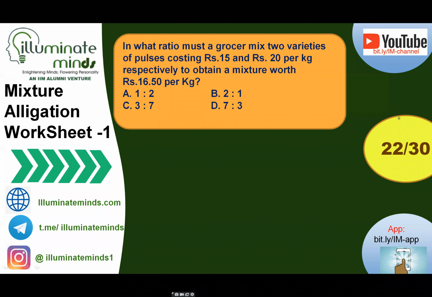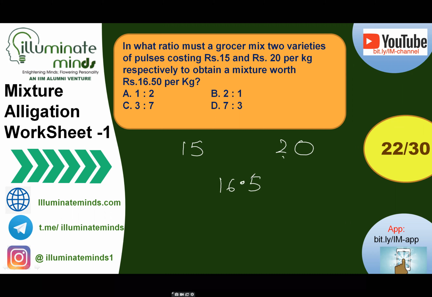Next one is question number 22. In what ratio must a grocer mix two varieties of pulses, rupees 15 and 20 per kg, to obtain a mixture worth rupees 16.5? This is also pretty simple, basic questions. 16.5. Next time we'll do the medium sheet of mixture alligation. This is 3.5, this is 1.5. This is equal to 7, this is equal to 3.